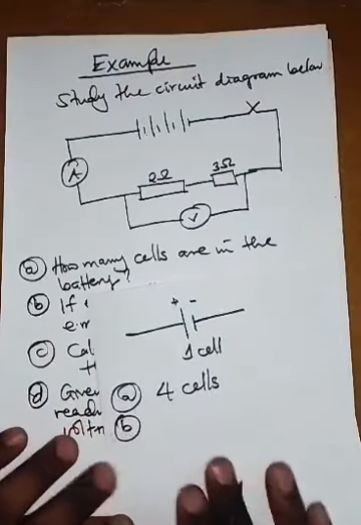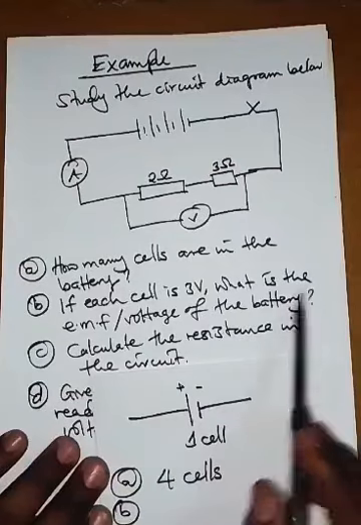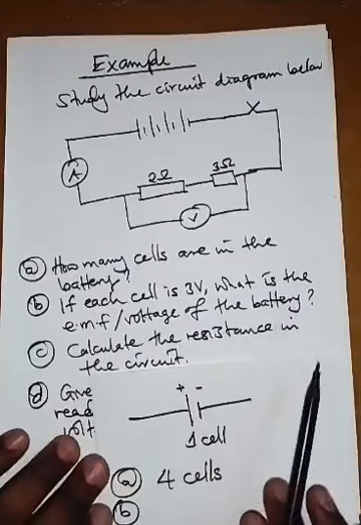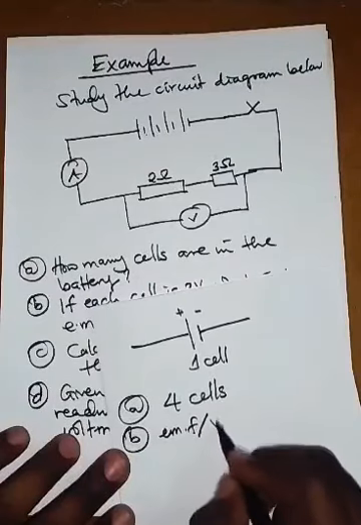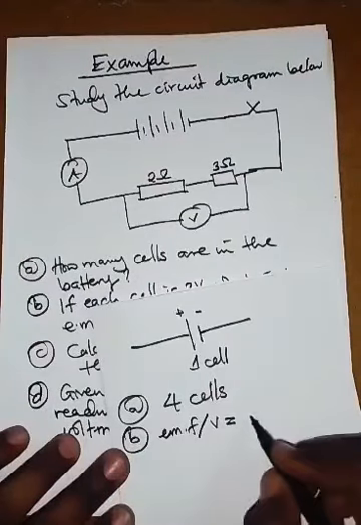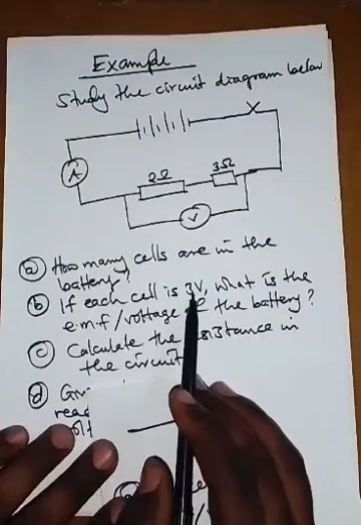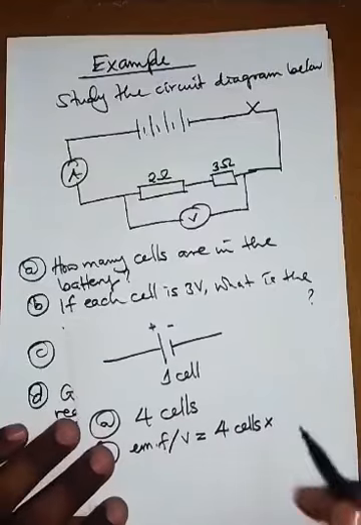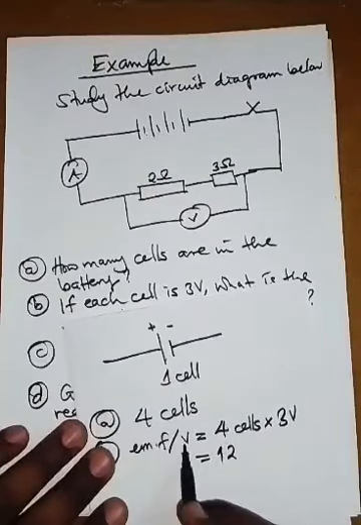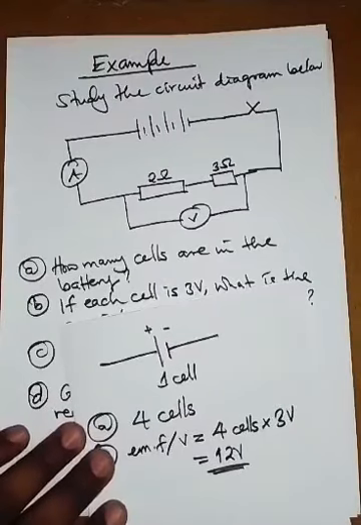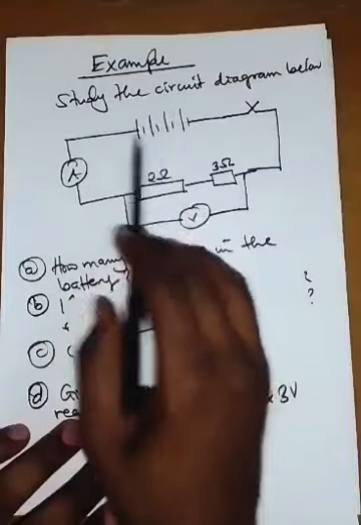Then B, it says if each cell is 3 volts, what is the EMF or the voltage of the battery? So they want the voltage of the battery. What you should do is get the number of cells and multiply by the voltage value of each cell, which is 3. So 4 times 3 is 12. Since they want voltage, the unit will be volts. So 12 volts, that's the voltage of this battery.